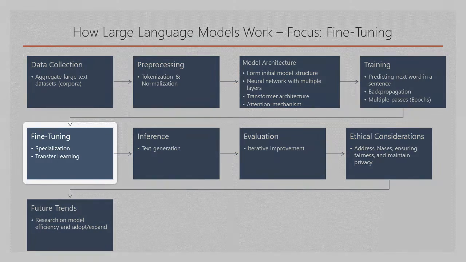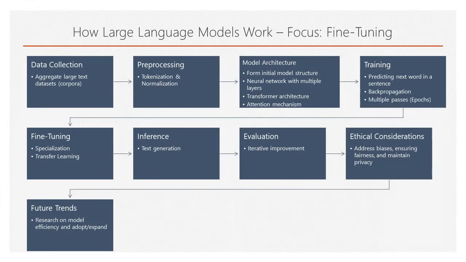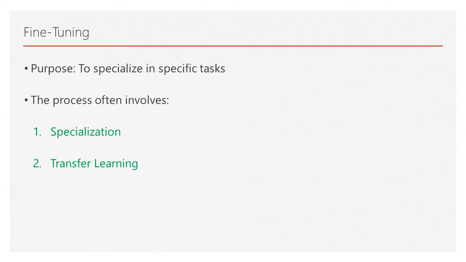Now, let's focus on the fifth step in the process of how LLMs work, that is the fine-tuning phase. After the initial training, the model undergoes fine-tuning to specialize in specific tasks. This process often involves specialization, that is the process of adapting the model for particular applications such as translation or summarization, and transfer learning, that is the process of leveraging pre-trained models and fine-tuning them on new task-specific datasets to achieve better performance with less data.